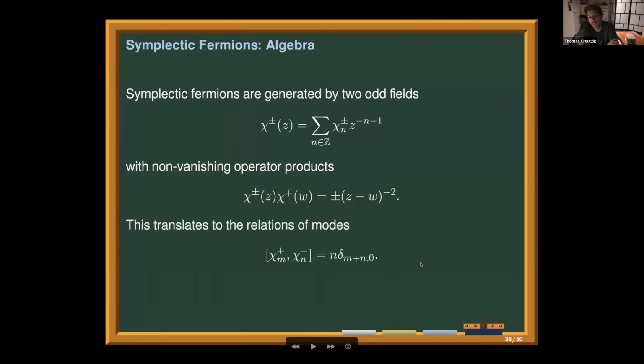you simply need a partner to have a non-vanishing OPE. So you can't have just a single symplectic fermion. These fields are called symplectic fermions, and they're called symplectic exactly because they always come in pairs, and in particular, the pairing defines a symplectic form. Now, this OPE algebra translates to the commutation relations of modes, and again, they are enormously similar to the free boson commutation relations. So there, nothing new is happening.